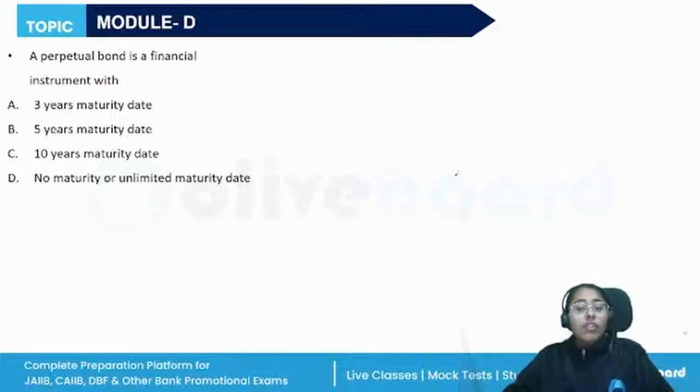Then bonds are also issued as municipal bonds, which can be general obligation or revenue, and retail bonds are also there. Out of these, the question asks us what is the meaning of a perpetual bond. So it is a financial instrument with option A, 3 years maturity, 5 years maturity, 10 years maturity, or there is no maturity or it has unlimited maturity date.